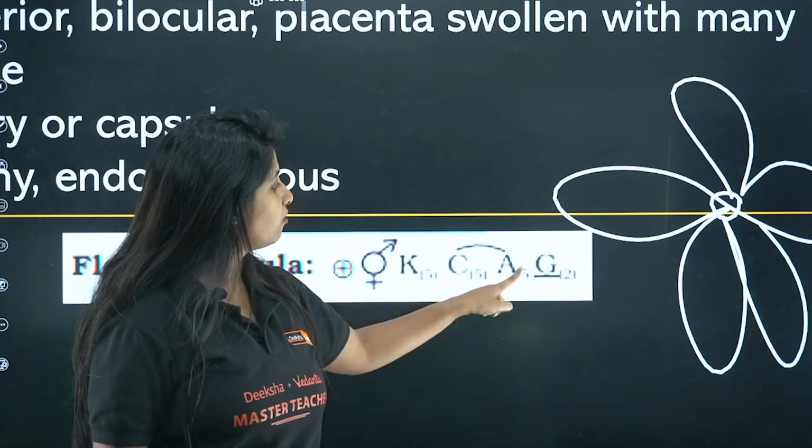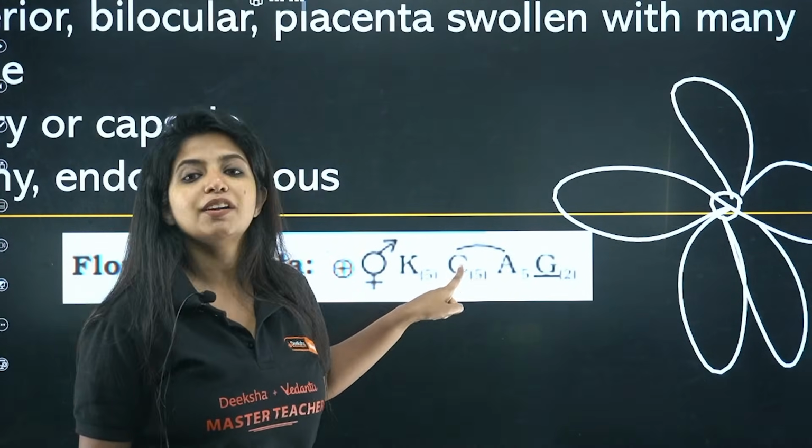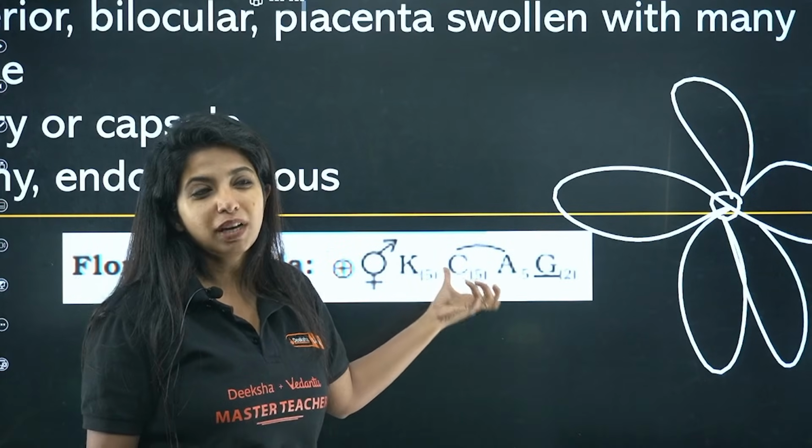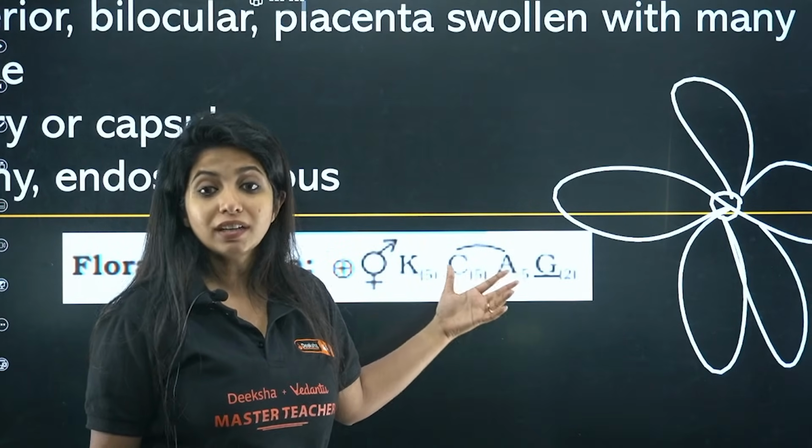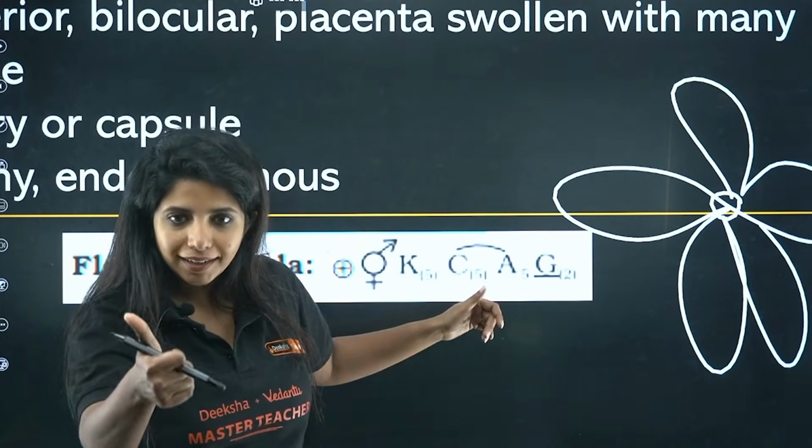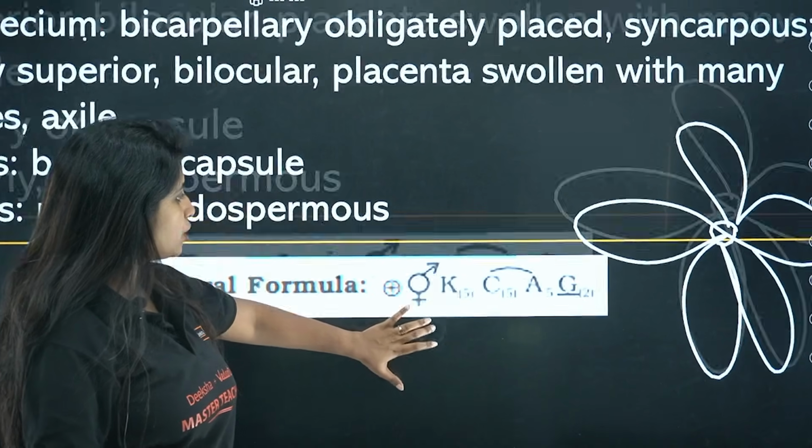And since they both have connection, we put a line like this. What are you trying to show? It is epipetalous condition. Done. Okay. So until androecium, it is done. Now what do you have?